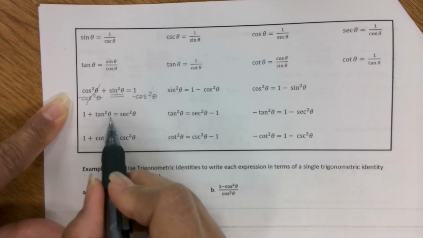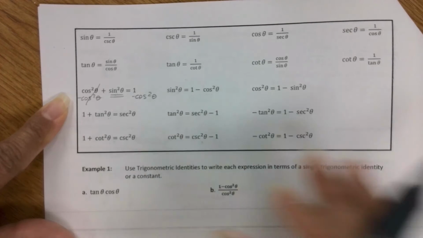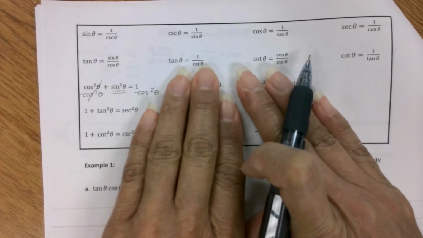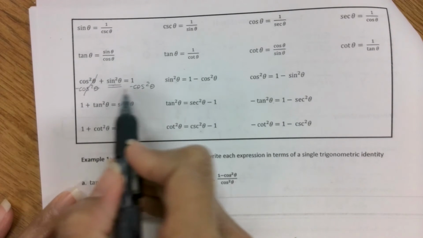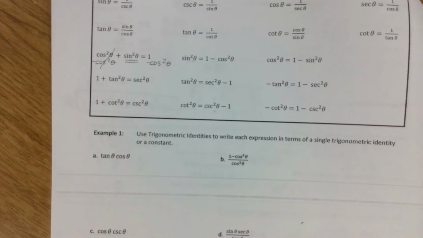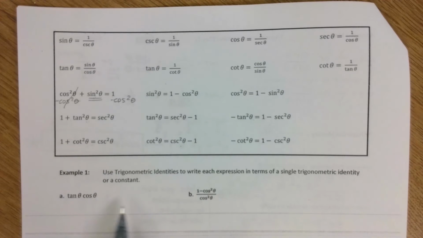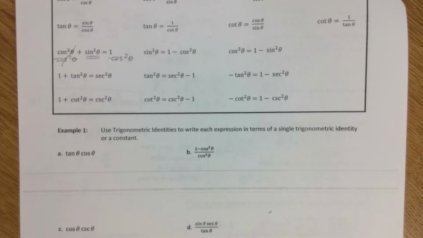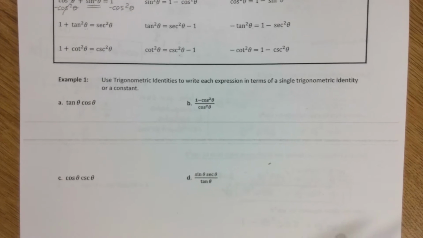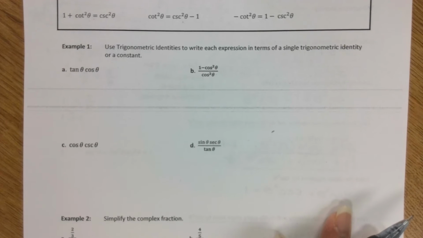The same with these, and these 2 are these. So in essence, if you really want to think about it, these are all the ones we just finished doing. This is just manipulating these. Okay? So we're going to use this chart up here to help us get done the problems that follow. The first question here tells us, use the trig identities to write each expression in terms of a single trig identity or a constant.